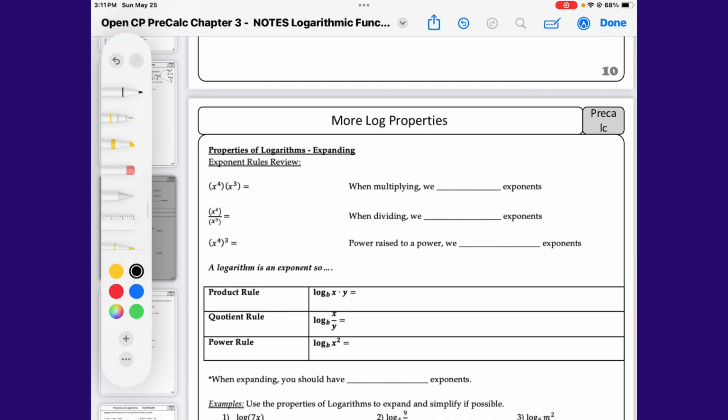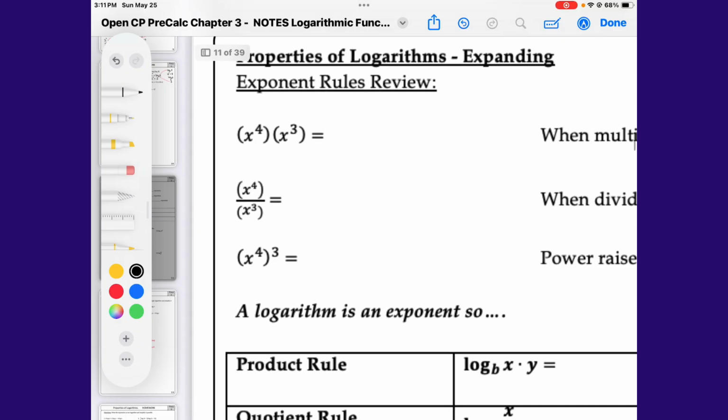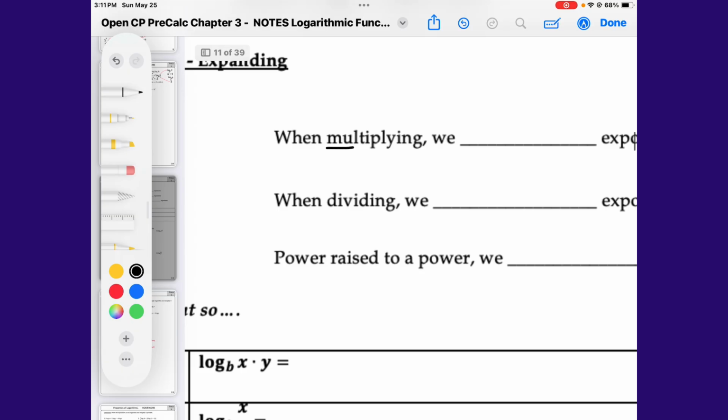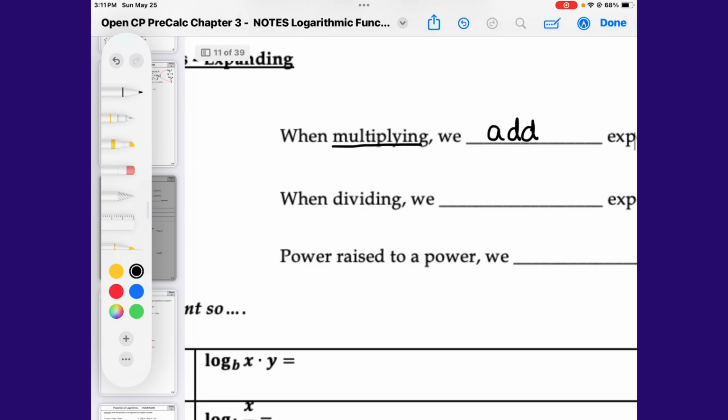Just like we have exponent properties, we have log properties. So to review your exponent rules, if you have the same base, so you have x to the 4th times x to the 3rd, we add those together to get x to the 7th. So when we multiply, we can remember that we're adding.